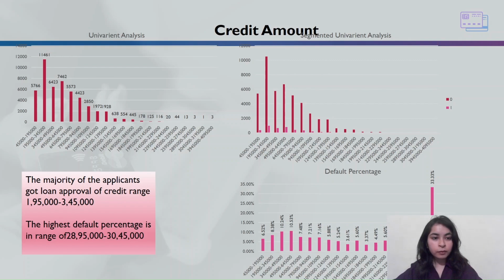Credit was taken by the majority of the population. Next up is a segmented analysis, and there is the defaulting percentage. If we talk about the defaulting percentage, it is quite steady, but as the amount of credit increases, the defaulting rate also increases.